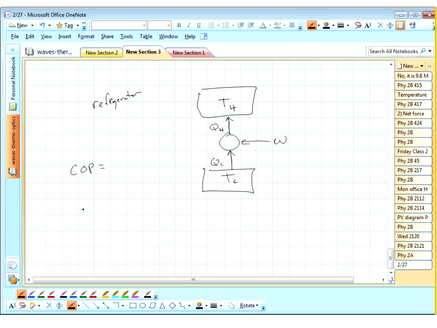So the coefficient of performance is the desired output. The refrigerator is supposed to make the inside. This is the inside of your refrigerator, right? And this is your room, your kitchen. So a refrigerator is supposed to make the inside of your refrigerator colder. So the desired output is removing heat. The desired output is Q cold, right? We're trying to remove heat from the inside. And what do we have to put in? We have to put in W.